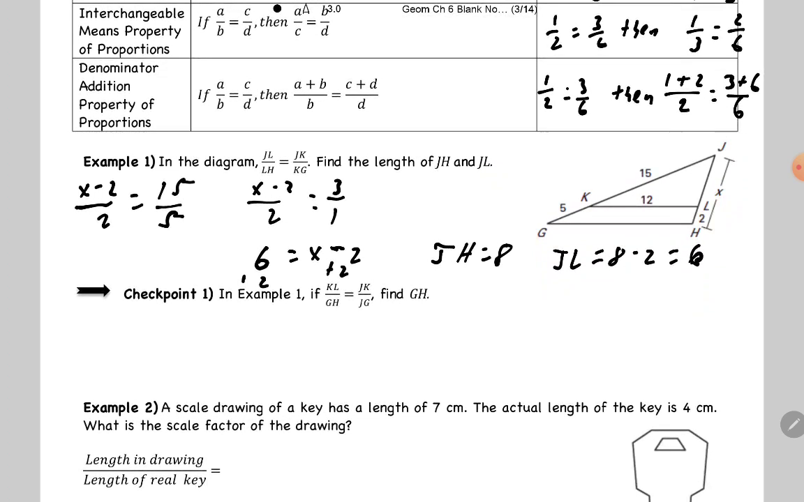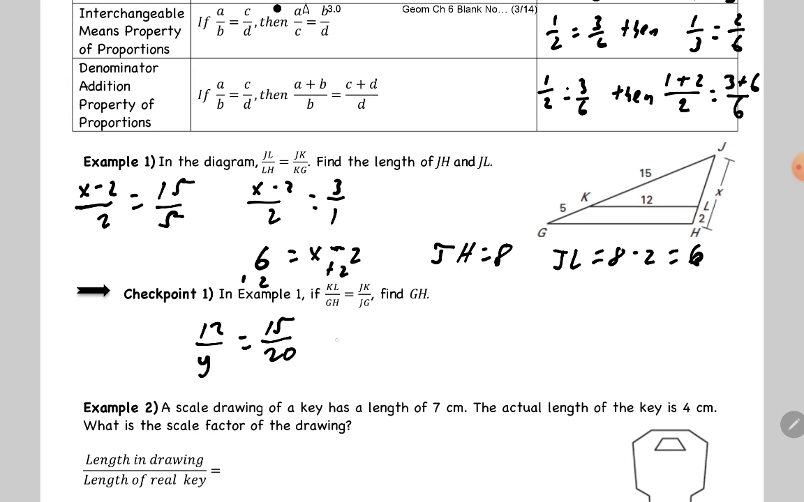Okay, so now they gave us the same picture, but a different set of facts. KL, 12, over GH, we don't know what that is, so I'm going to call that Y, equals JK, 15, over JG. JG is both KG and JK added together, so 15 plus 5 is 20.